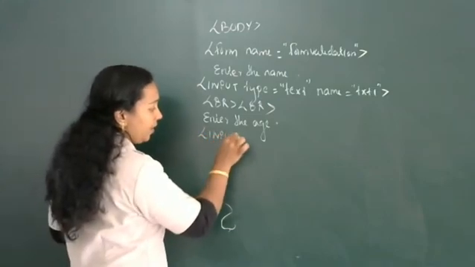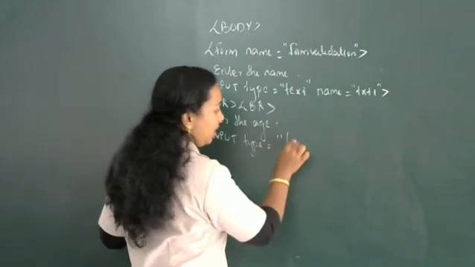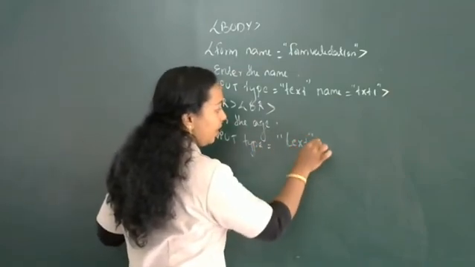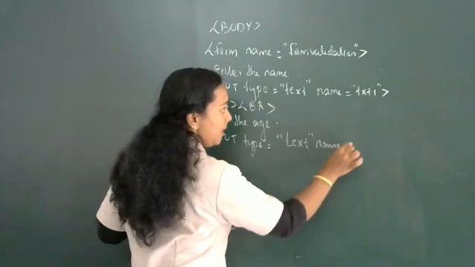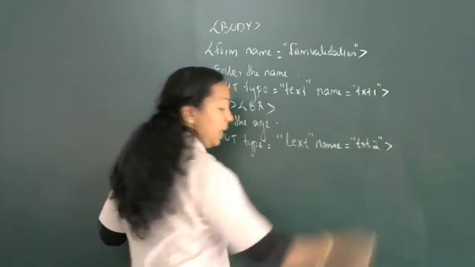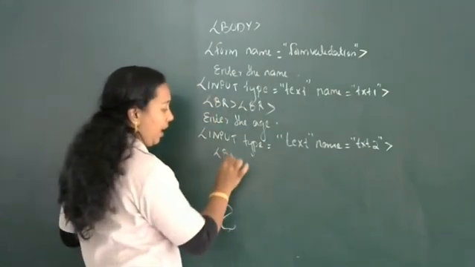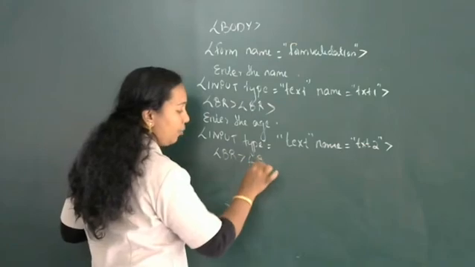Input type is equal to text, name is equal to txt2. After that again br tag. Br tag I am going to use.